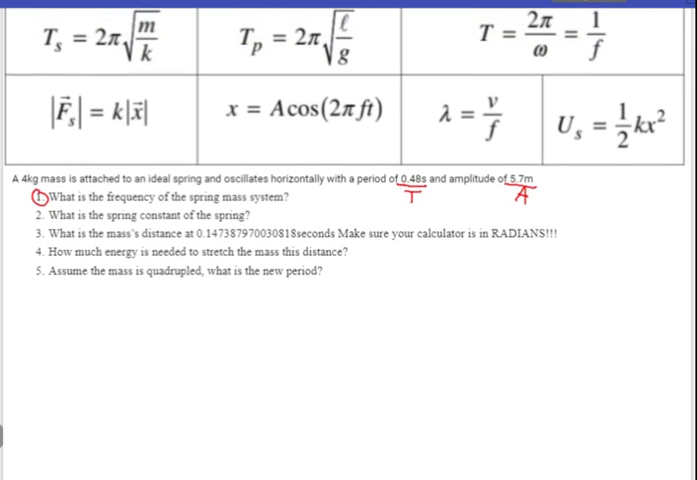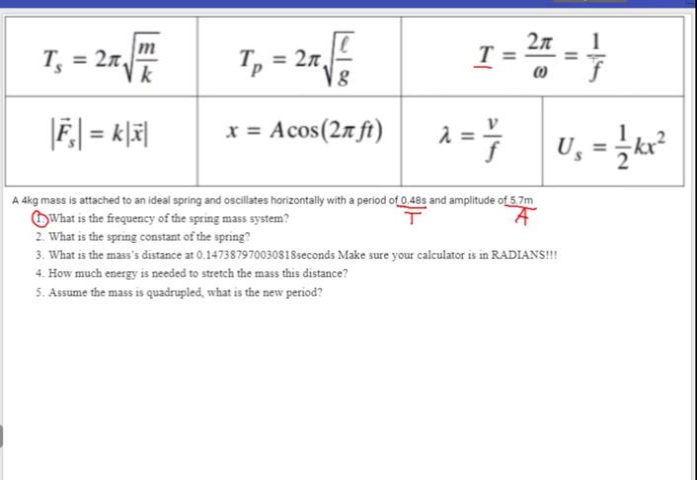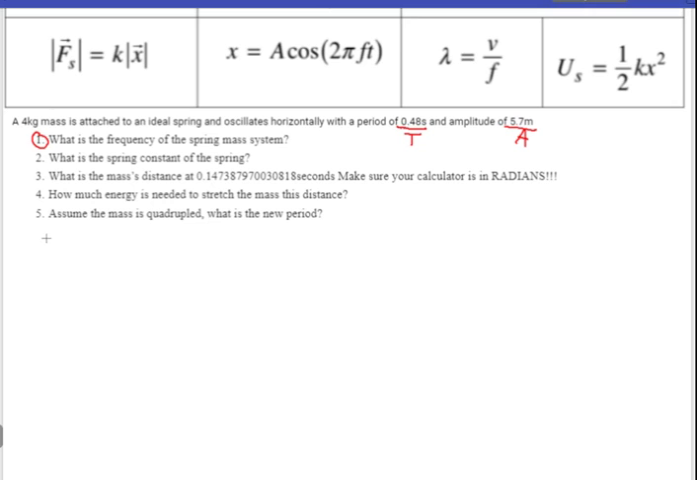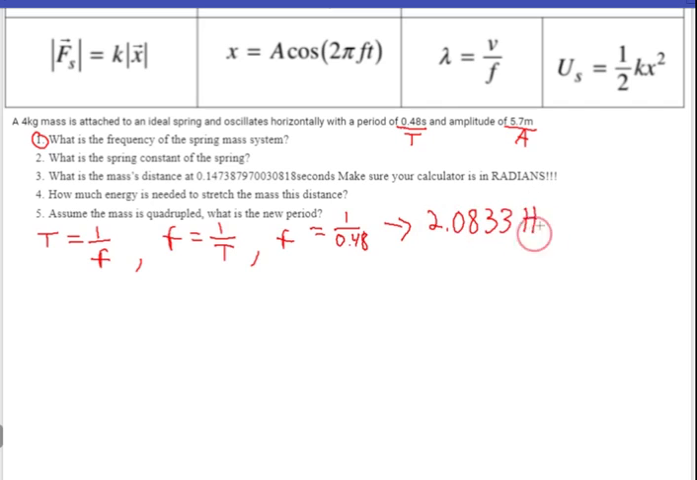So for number one, we're trying to figure out frequency, and we know that period is just equal to 1 over frequency. So if I take that equation down here, I can go ahead and rearrange it to solve for frequency. I'm going to multiply frequency over and then divide time over, and by time I mean period. So I get f is equal to 1 over T. Go ahead and plug my numbers in. I said above that my T is going to be 0.48. When I do that, I find out that my frequency should be 2.0833, and frequency is measured in hertz.